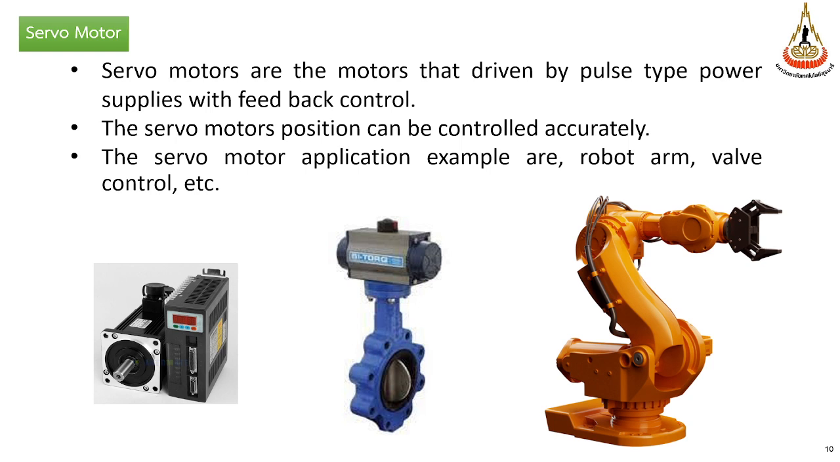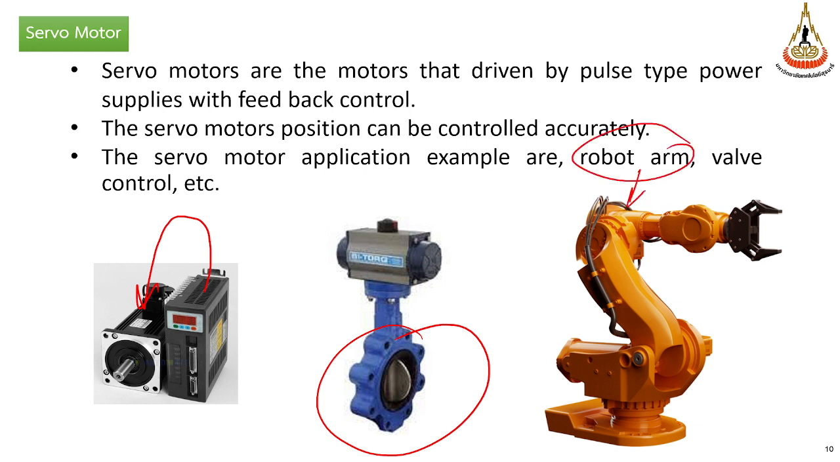We also have a type of motor called a servo motor. Servo motors are driven by power electronics, and this type of motor can control its position very accurately. We need this type of controller to drive the motor. For example, an application of a servo motor is a valve: we can control the position of the valve to open the liquid flow very accurately. Or we can use it in a robotic arm to control the position.